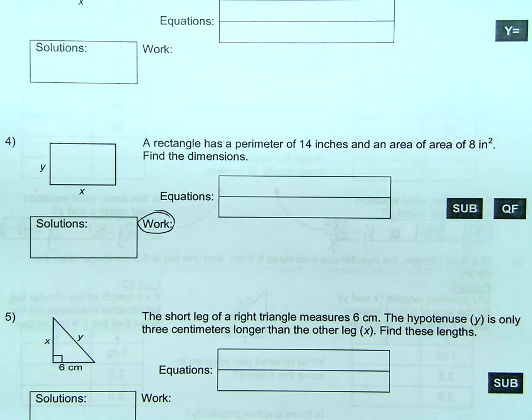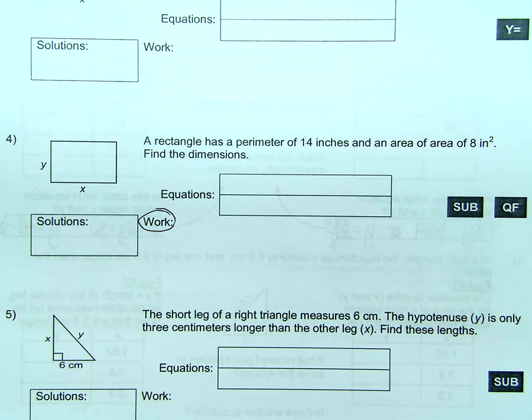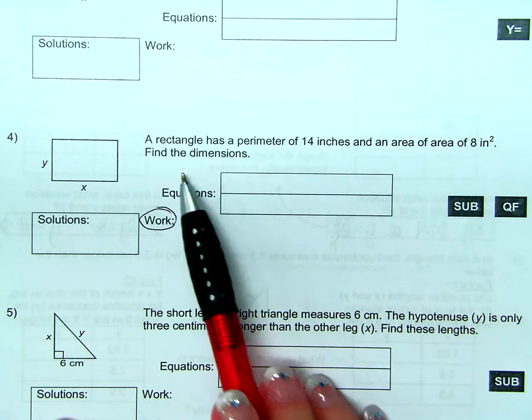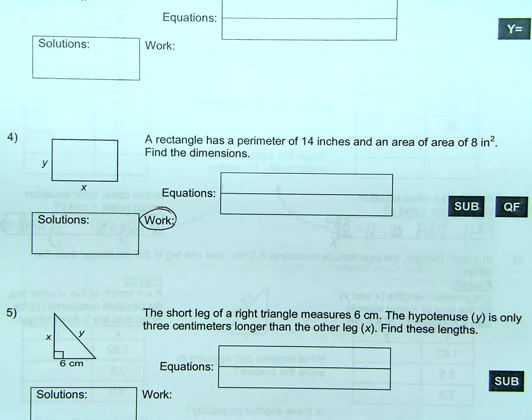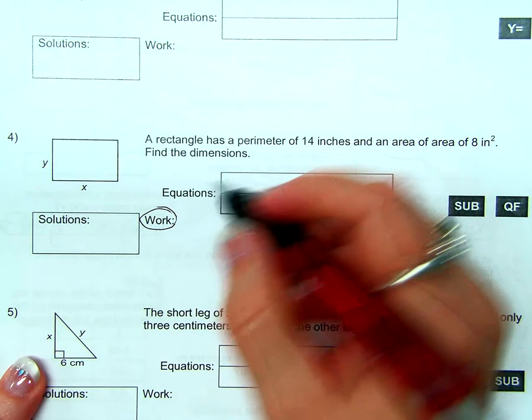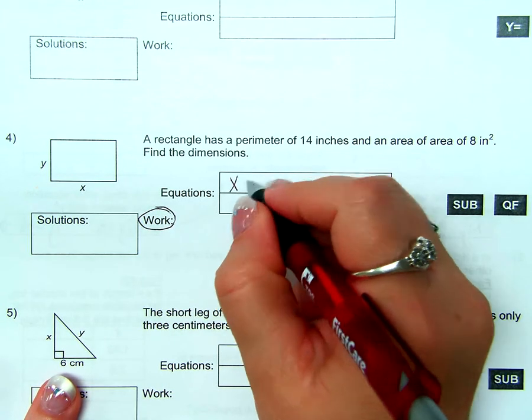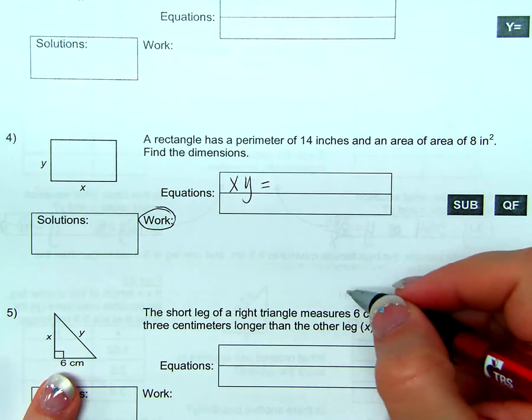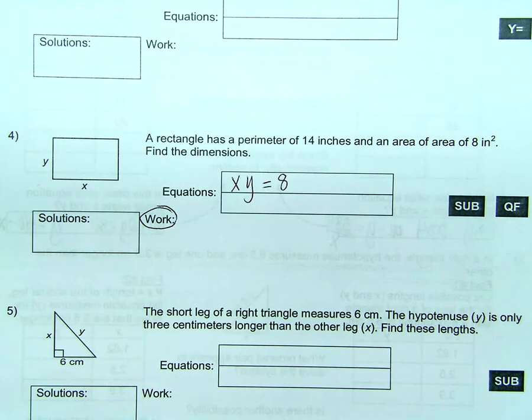Fair enough? Okay. A rectangle has a perimeter of 14 inches and an area of 8 inches squared. Find the dimensions. Are we told enough in this one sentence to be able to find the dimensions? Because we're dealing with a rectangle, we know stuff about a rectangle, right? We know how to find the area of a rectangle. How do you find the area of a rectangle? Length times width. And in this case, that's x times y, and it equals 8. That's the area, right? Okay.